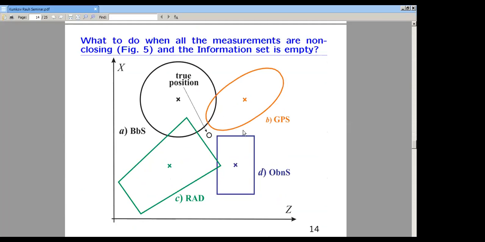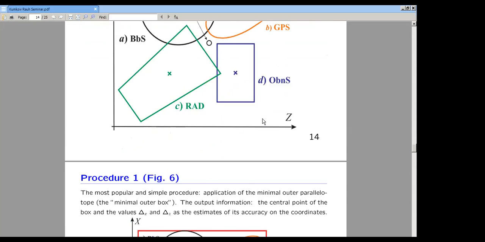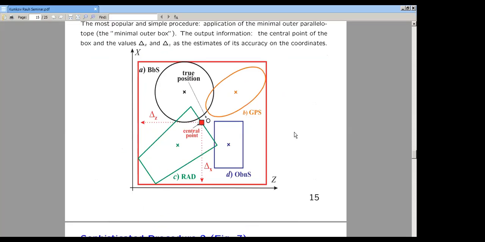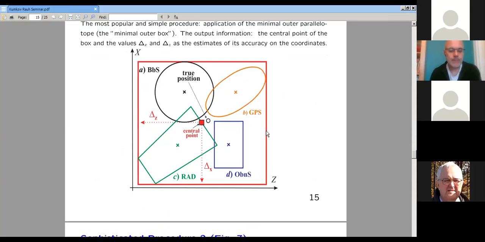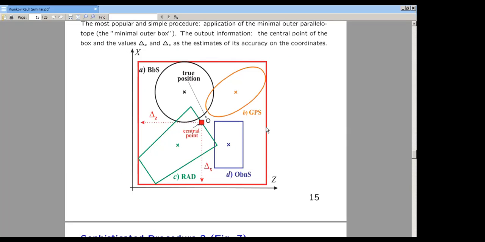Here we see that all 4 measurements from 4 systems have uncertainty sets which do not intersect. What to do in this case? In practice, an engineer immediately suggests the following: let us construct the outer box which contains all these uncertainty sets, and as the output estimation of the aircraft position, let us give out the central point of this envelope.